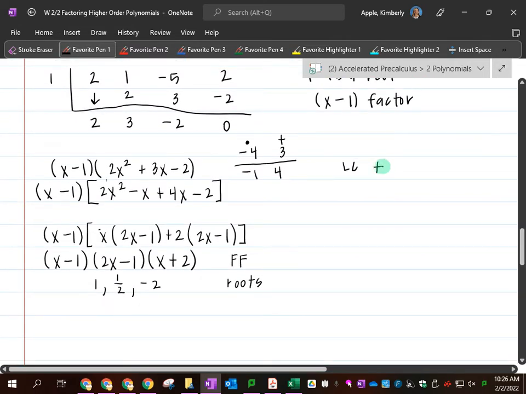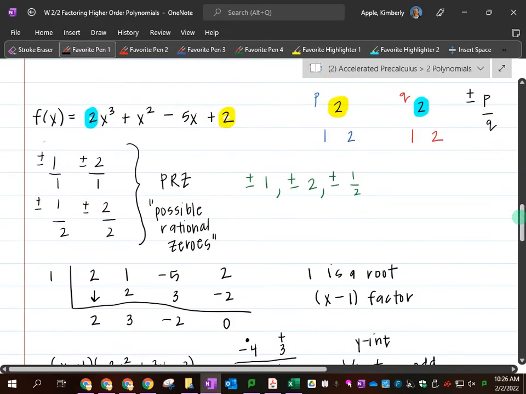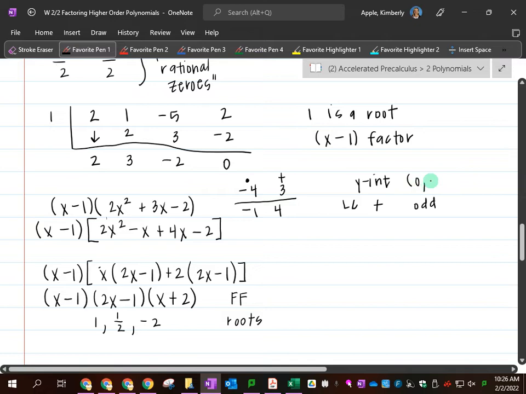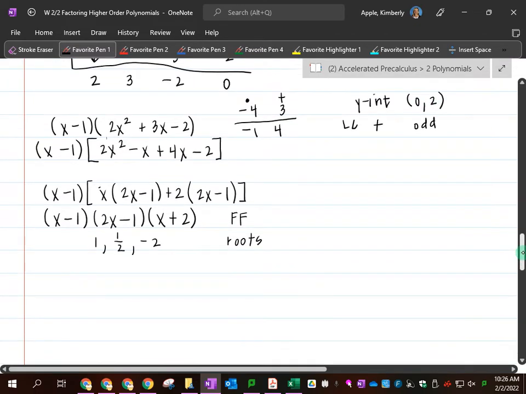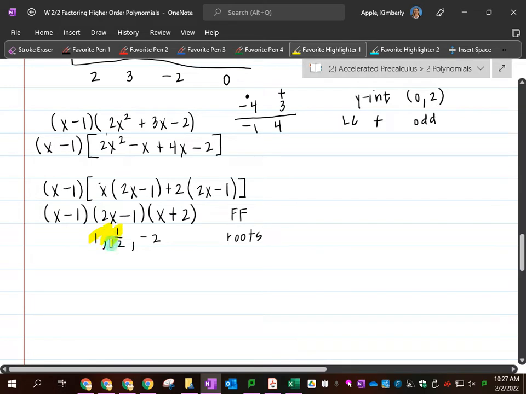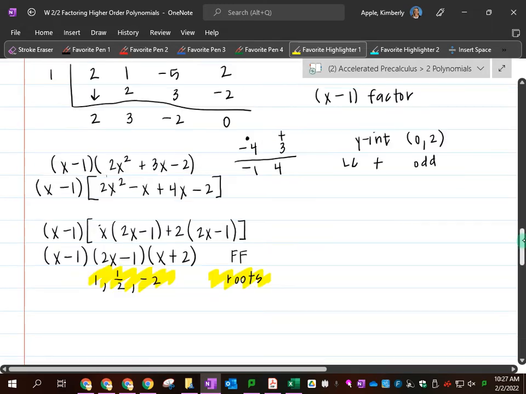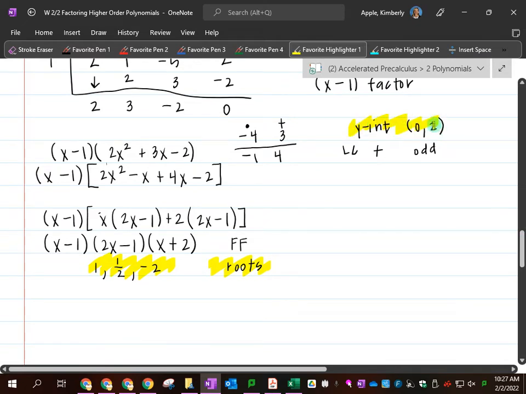Leading coefficient is positive, it is odd. Y-intercept is something. Looks like the y-intercept is 0, 2. And we should be able to take all of just this stuff. Where did you get the negative 4? The multiply negative 4? 2 times negative 2. Do you do that every time? Yep, every time. So that's what you count. All right, so y-intercept. That's a good question.